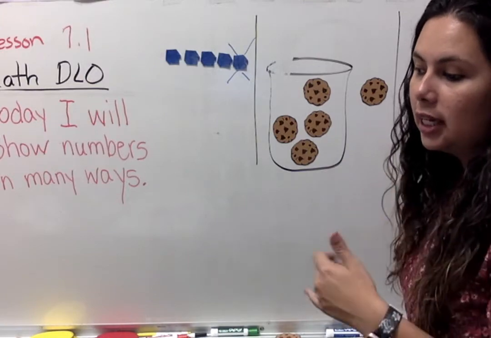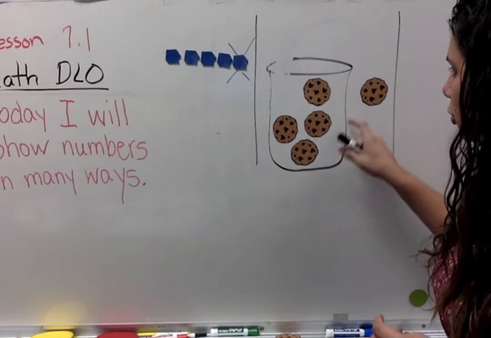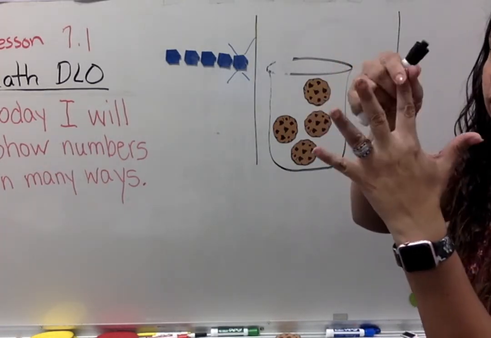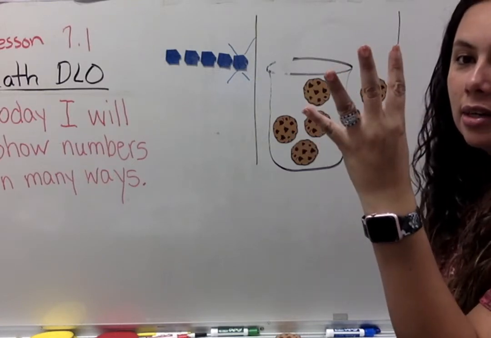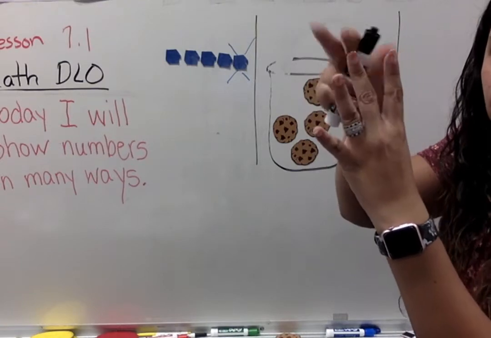Because if you see it again, we used our cubes to help us. We used our picture visually to help us. And we used our fingers. We said 1, 2, 3, 4, 5. Miss Mosley ate 1. Put that down. Now we're left with how many? 1, 2, 3, 4.